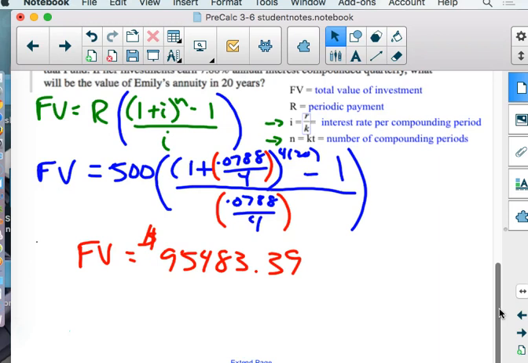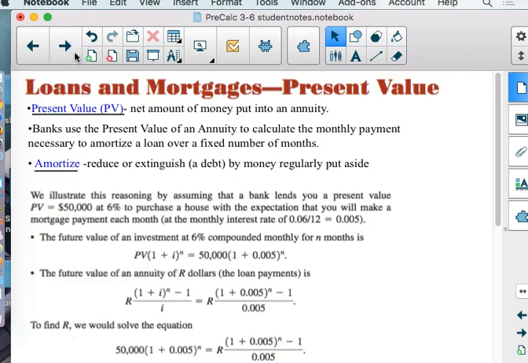So that's what future value is for. It's about planning. What's going to happen in your life and how much money will you have? And this next page is, what are you going to spend? Loans and mortgages, talking about present value. So present value is the net amount of money that you put into an annuity, the payments that you make, present values. Banks use the present value of an annuity to calculate the monthly payment necessary to amortize a loan over a fixed number of months.